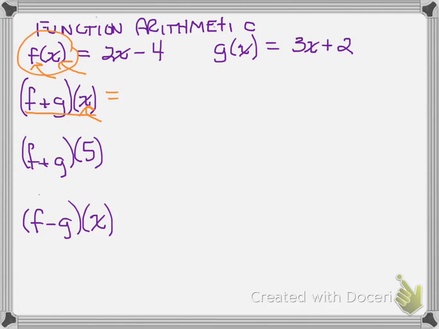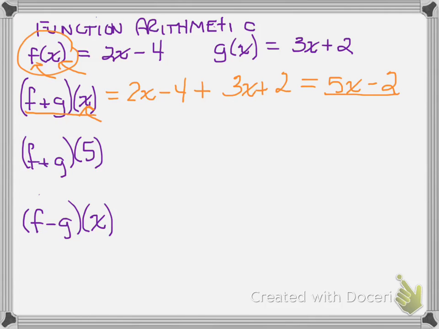So to add two functions together, I'm simply going to take the two original functions. So I'm going to take my f of x, and I'm going to add it to g of x. And then I'm going to simplify if I can, and yes I can add together the x's to get 5x, and I can add together my numbers to get a minus 2. So f plus g of x is equal to 5x minus 2.